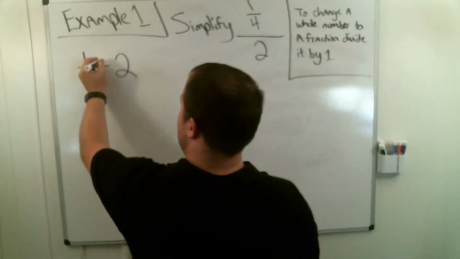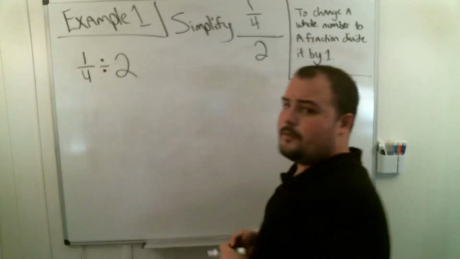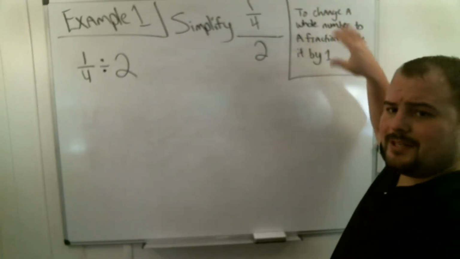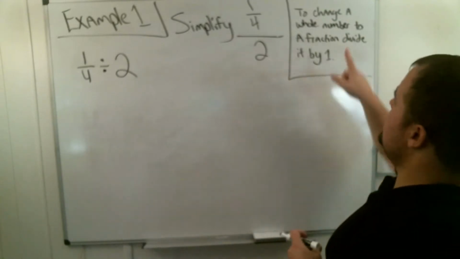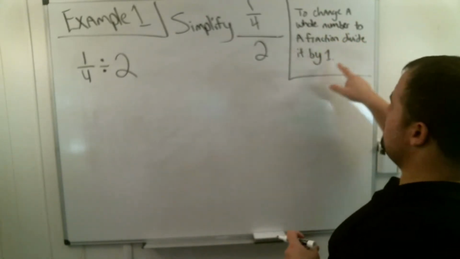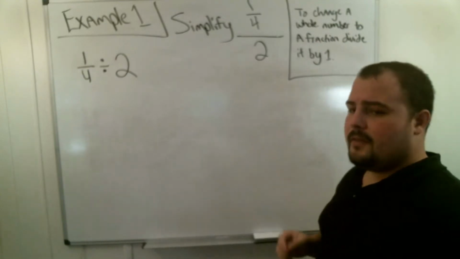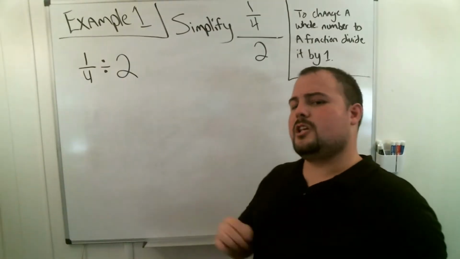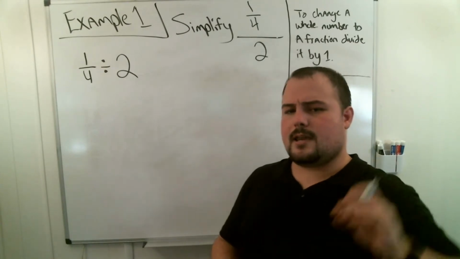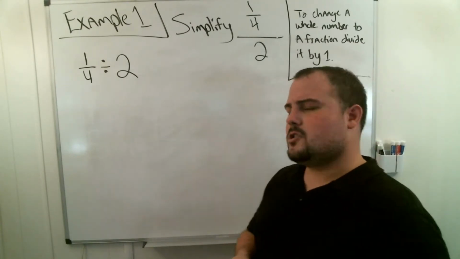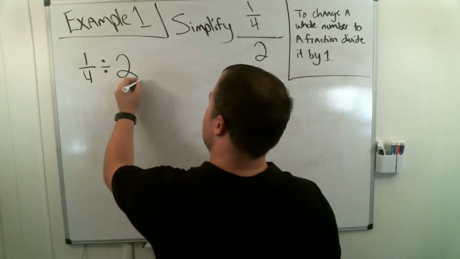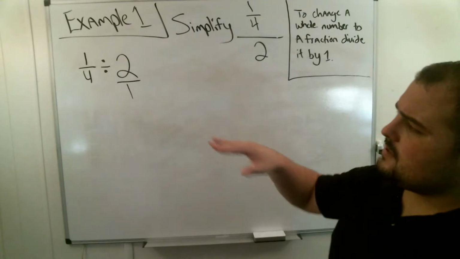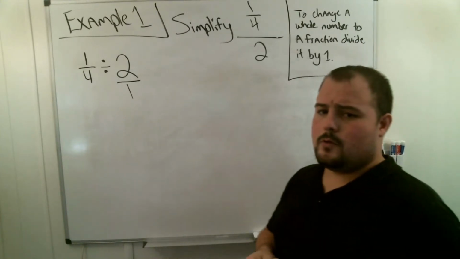Okay, so I just rewrote the problem. I'm going to make these a little bit darker so we can see them. 1/4 divided by 2. Now, I added a little side note that's something that we can use to help us. It says to change a whole number to a fraction, we divide it by 1. And that's because whenever we have a fraction divided by a whole number, we actually want to change that whole number to a fraction. So we can make it a fraction divided by a fraction. So I'm going to go ahead and put this 2 over 1. So now it says I have 1/4 divided by 2 over 1.